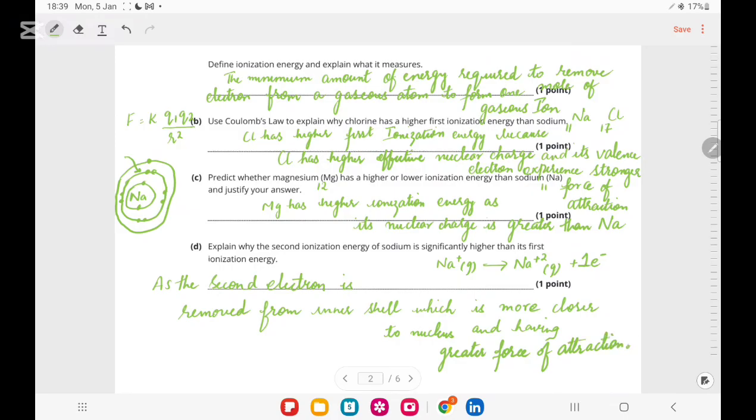So that is why there would be a higher jump in ionization energy when you are trying to remove the second electron.